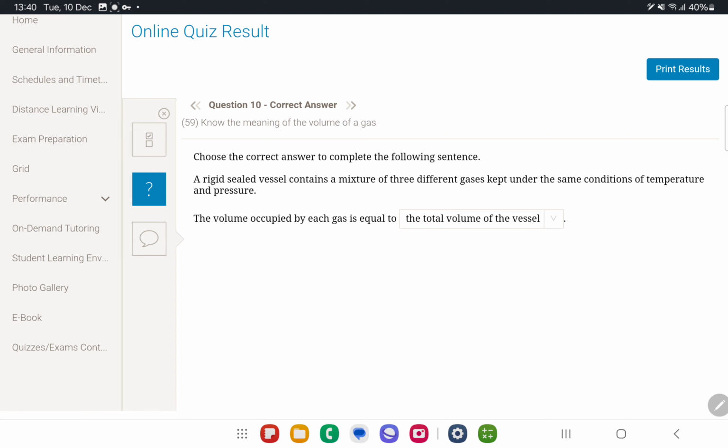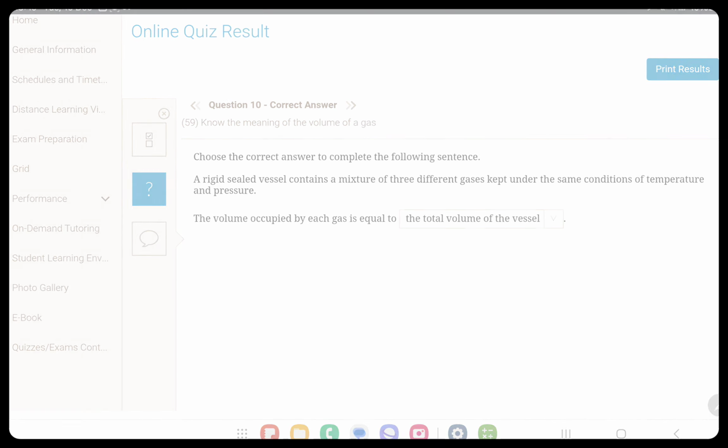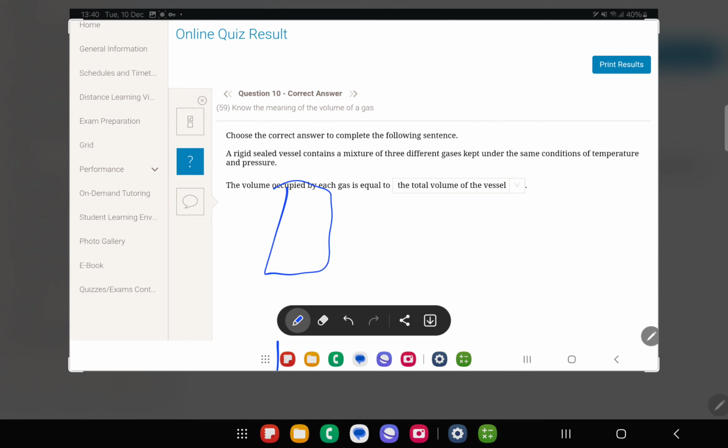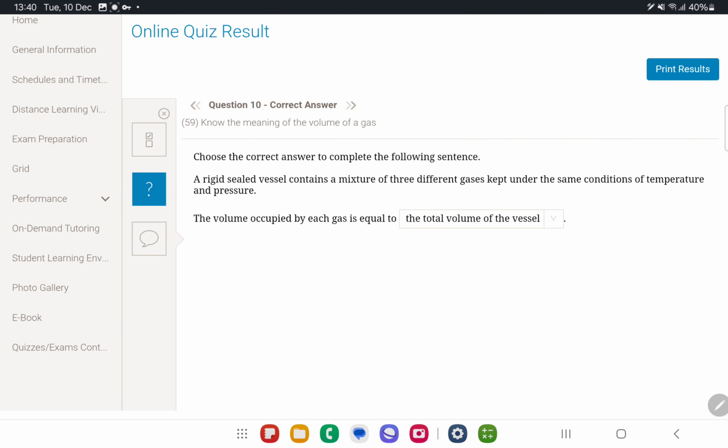Okay, this is a new question. A rigid sealed vessel contains a mixture of 3 different gases kept under the same conditions of temperature and pressure. The volume occupied by each gas is equal to the total volume of the vessel. Okay, look, it's not something to explain, but I'm just going to explain either way. Remember, no matter how little gas there is or more or whatever, its volume will always be equal to the volume of the vessel itself. It's only for gases, remember? It will always be equal to the volume of the sealed vessel. So that's something you should memorize.